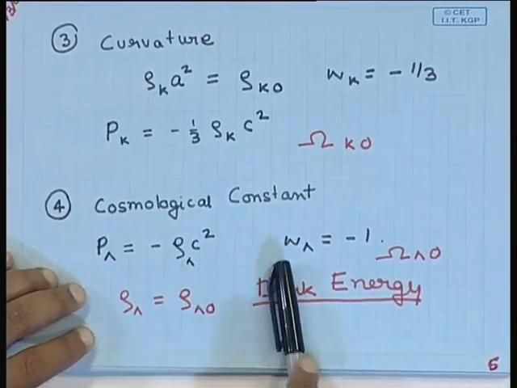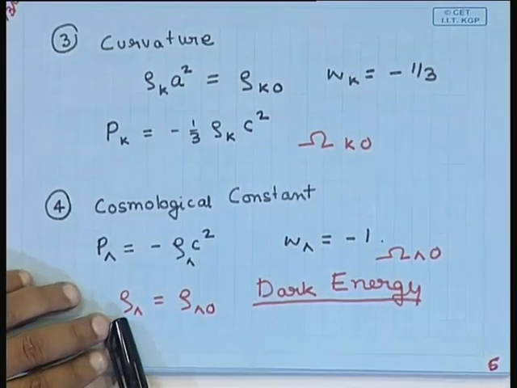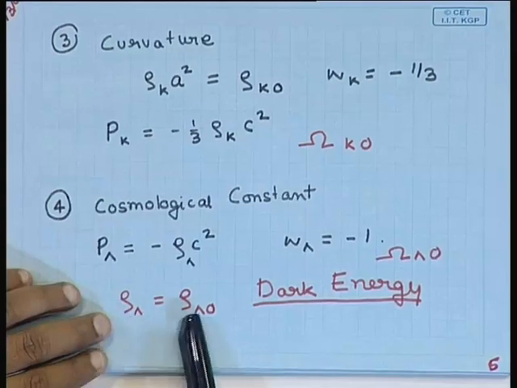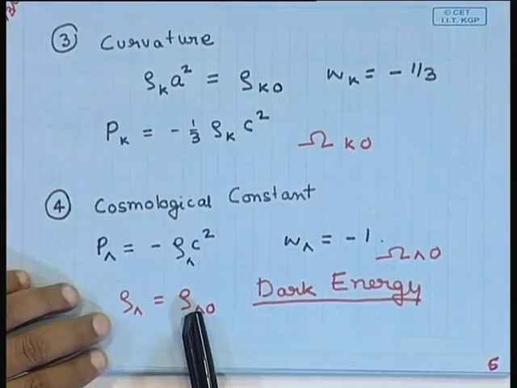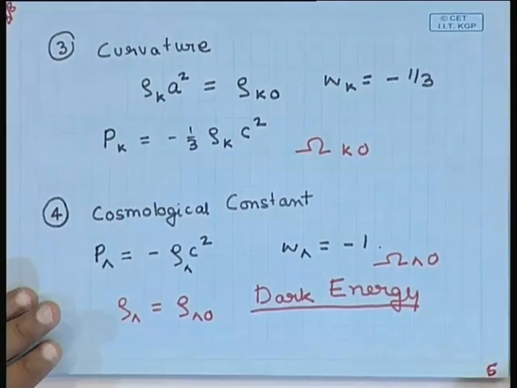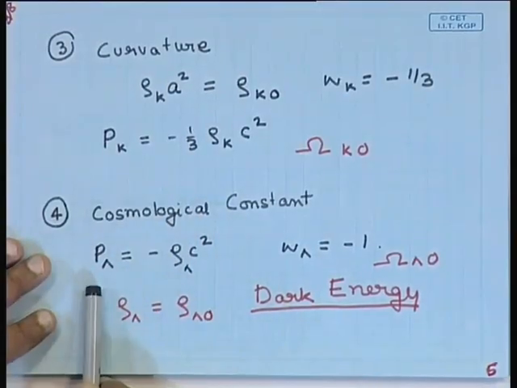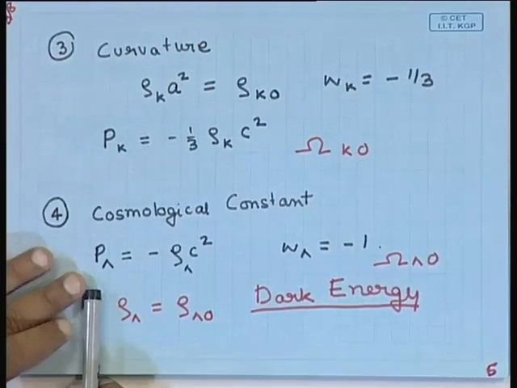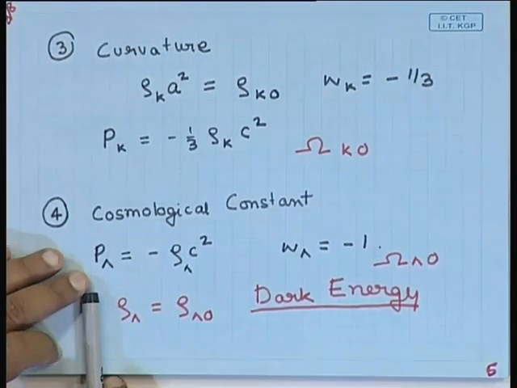So w is minus 1, and the density in this component remains a constant as the universe expands. I had also told you that there is substantial evidence that our universe really has something which has an equation of state like this.